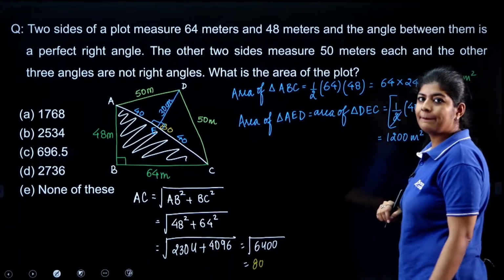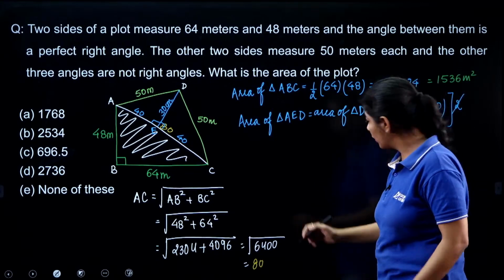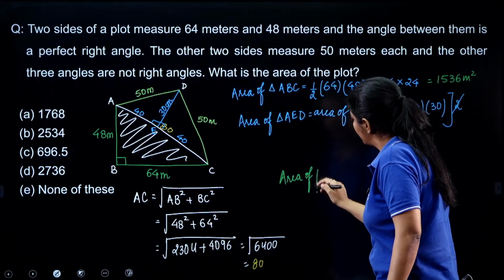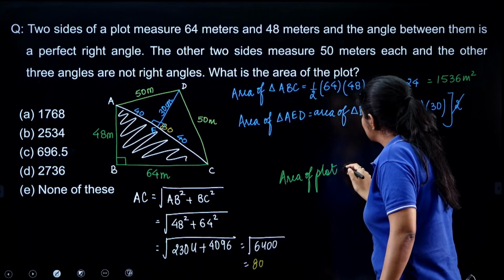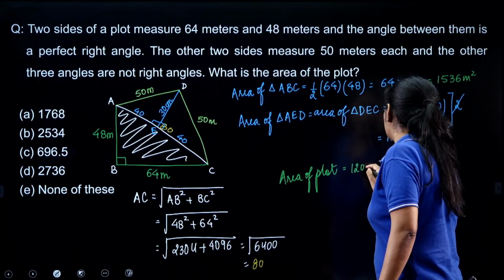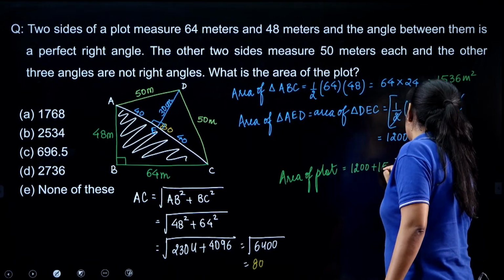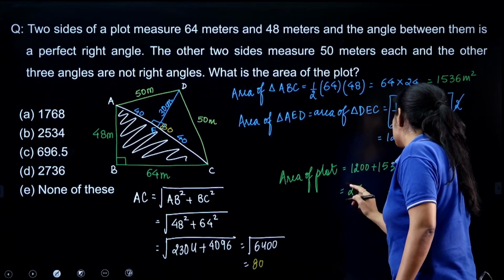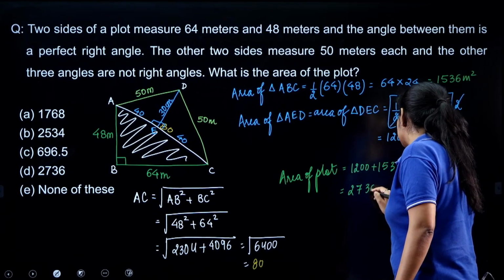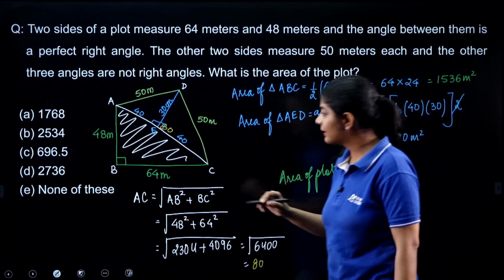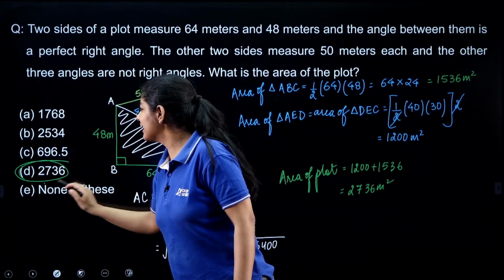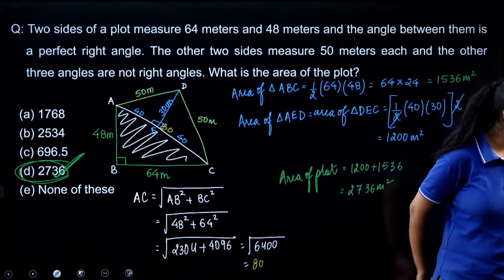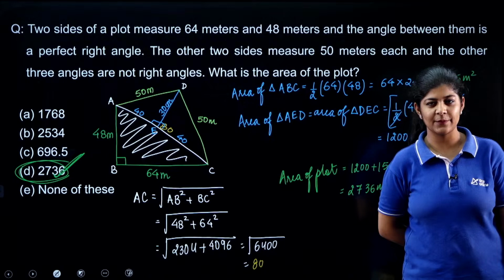But we need to calculate the area of the plot. So the area of plot is nothing but 1200 plus 1536, which will give me the combined solution as 2736 meter square. That means option number D is the correct one. Option number D is the correct one. Clear? It's a very easy one.